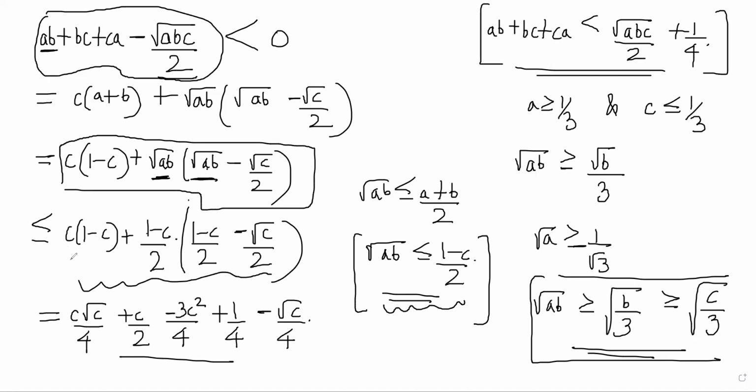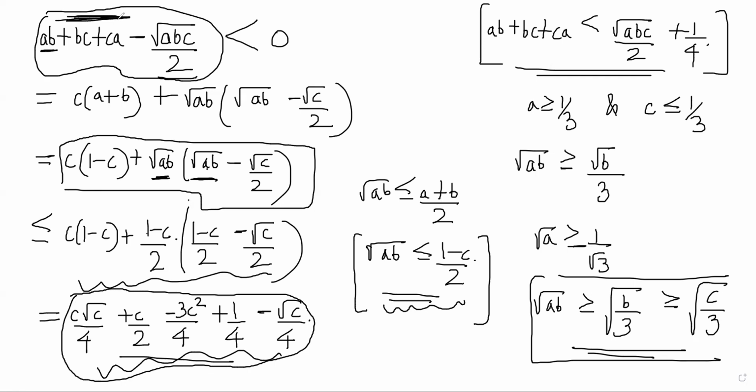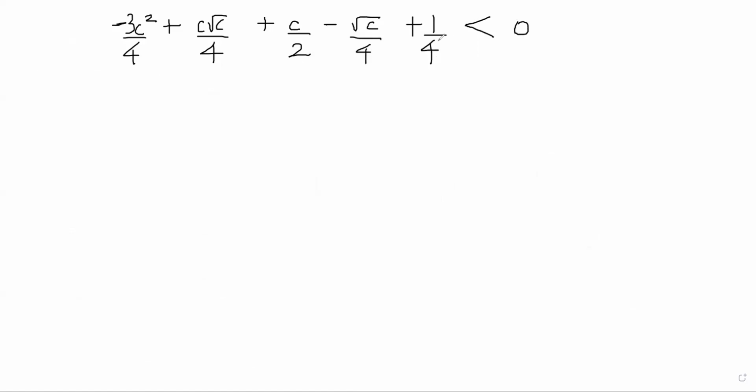And if we can show that this quantity is less than 0, we are done, right? If we can show this is less than 0, that will imply this is less than 0, and that will imply this, right? So I want to prove that the expression I'm getting in terms of c is less than 0. So I'll do that on the next screen. I'll write it down. It is coming like this: minus 3c square by 4 plus c root c by 4 plus c by 2 minus root c by 4 plus 1 by 4. Now I have to show that it is less than 0.